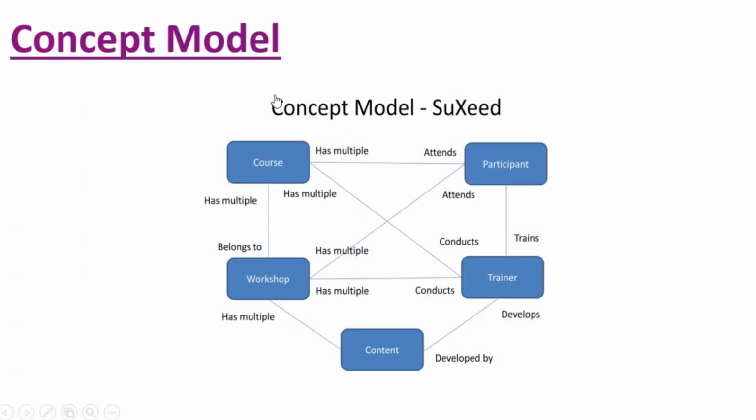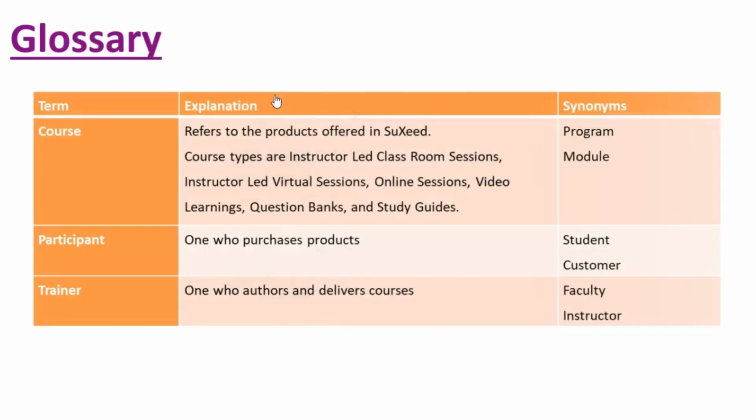I have already explained this concept model. Now, glossary would look something like this. Here for Succeed, like I said, the online BA platform for Adaptive, the various terms that we have defined are course. Course is nothing but the products offered in Succeed.